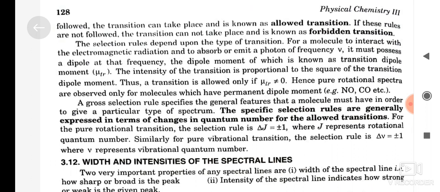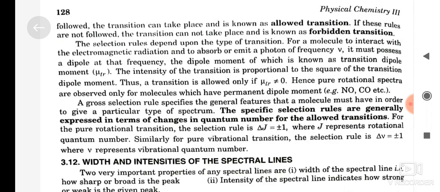If these rules are not followed, the transition cannot take place and is known as a forbidden transition. The selection rule depends upon the type of transition. For a molecule to interact with electromagnetic radiation and to absorb or emit a photon of frequency mu, it must possess a dipole at that frequency, the dipole moment of which is known as the transition dipole moment. The intensity of the radiation is proportional to the square of the transition dipole moment. Thus, a transition is allowed only if mu t is not equal to 0.